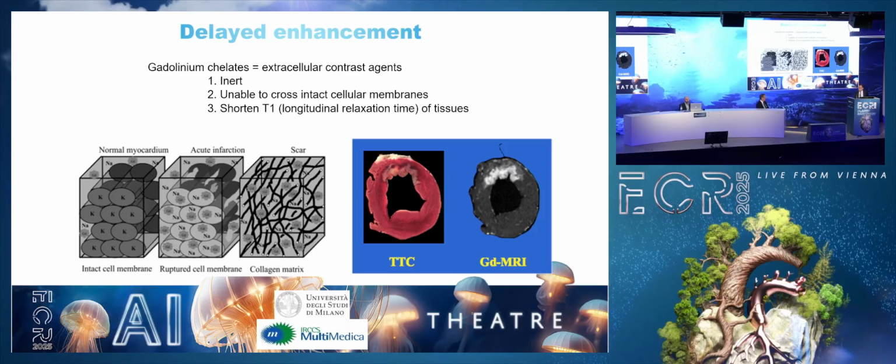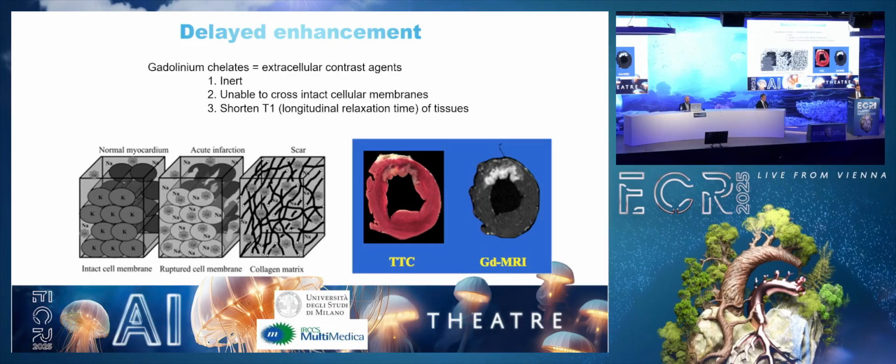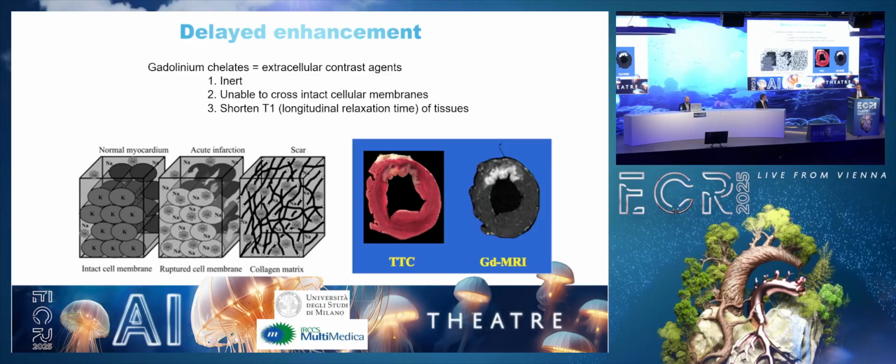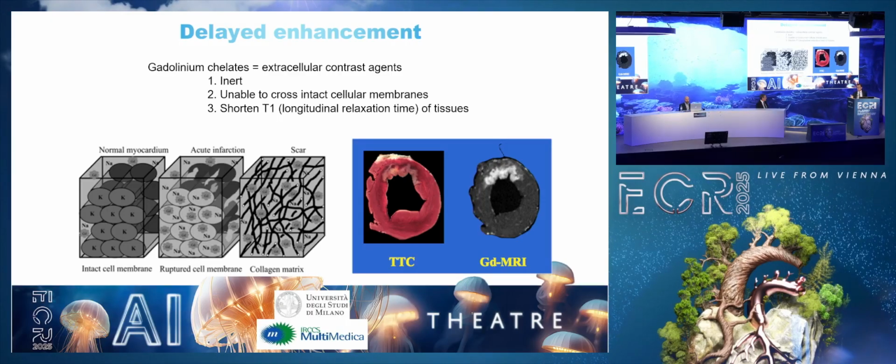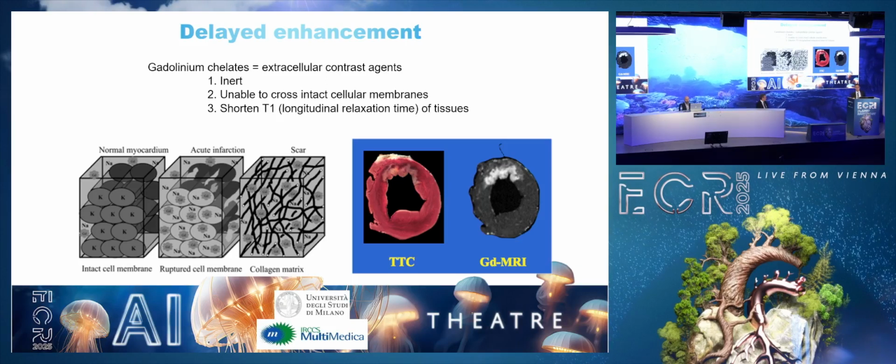Using contrast material, we can measure the presence of fibrosis, so the extension of the scar. The physiological basis of this approach is that the contrast material we use is an extracellular contrast material, and when you have an acute infarct or a scar, you have an increase of the extracellular space, so an increase of the amount of contrast material in this type of tissue, and so we have a late washout of the contrast material from this tissue compared to the normal tissue.